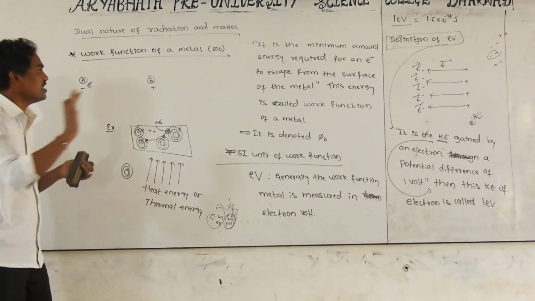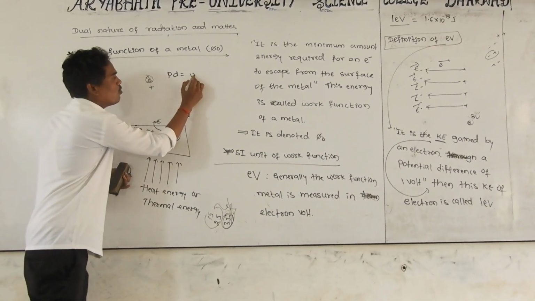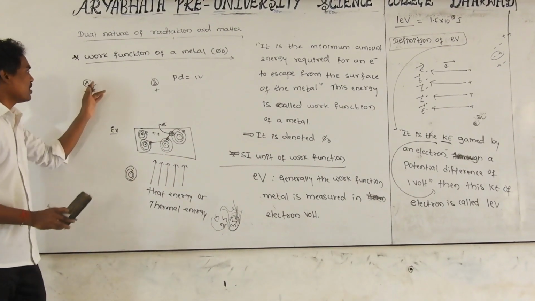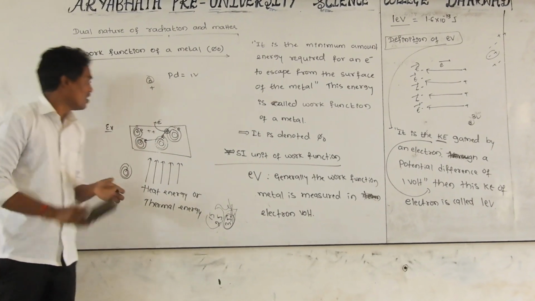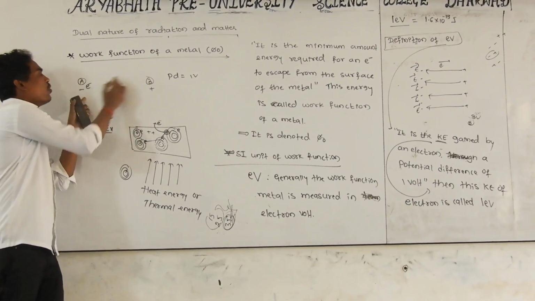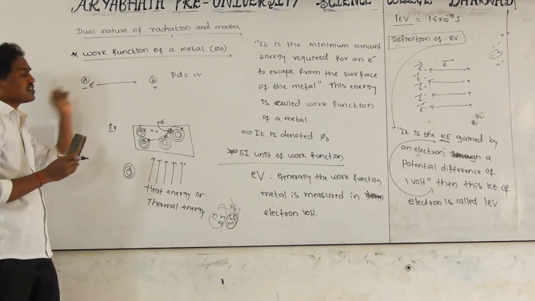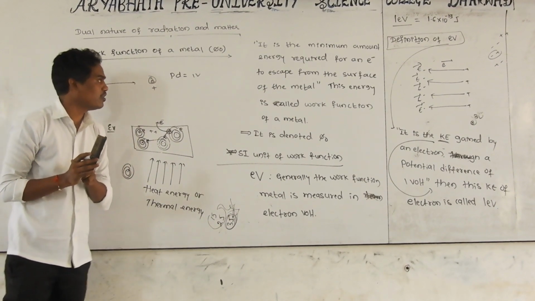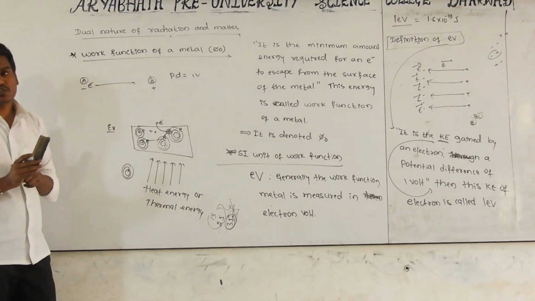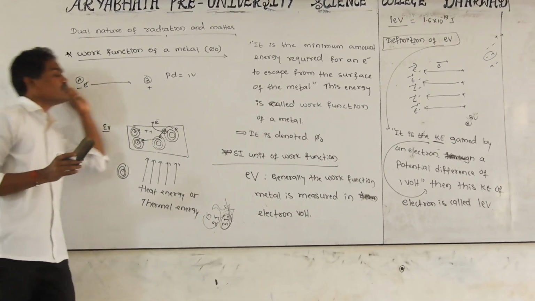Must and should, the condition is that the potential difference between these two points is equal to 1 volt. Between point A and point B, the potential difference should be 1 volt. Then, when an electron moves from point A to point B, the potential difference between A and B, that is 1 volt.